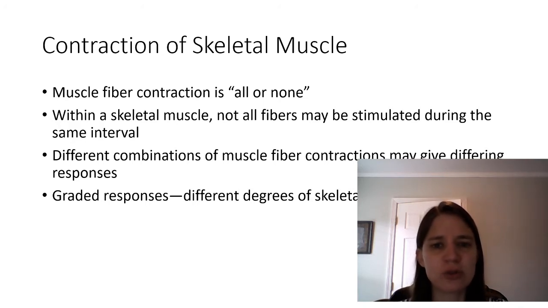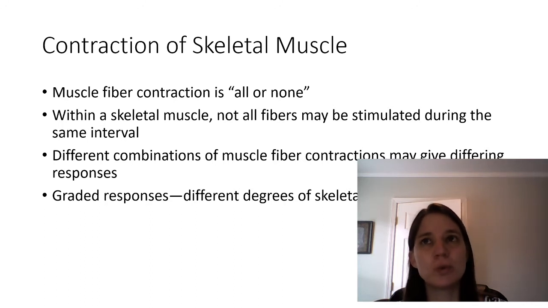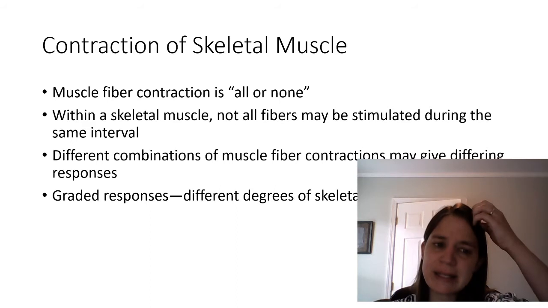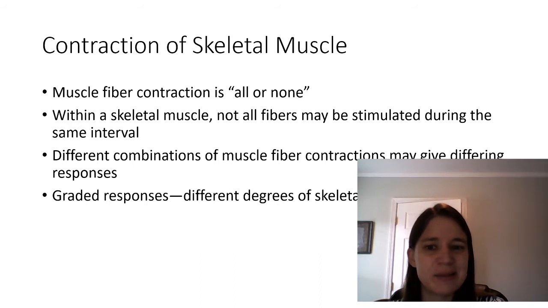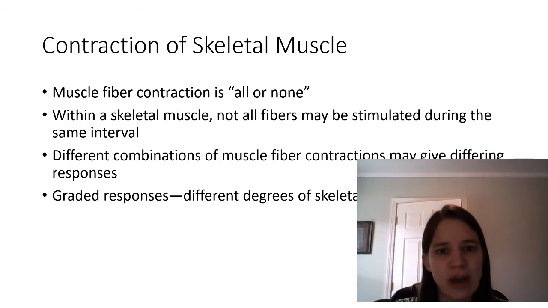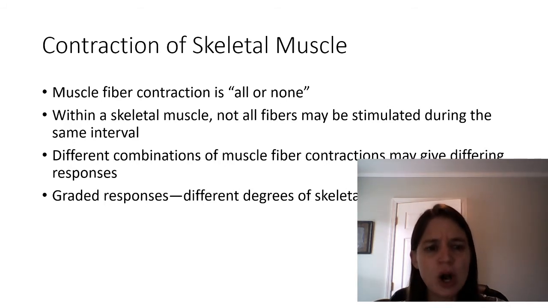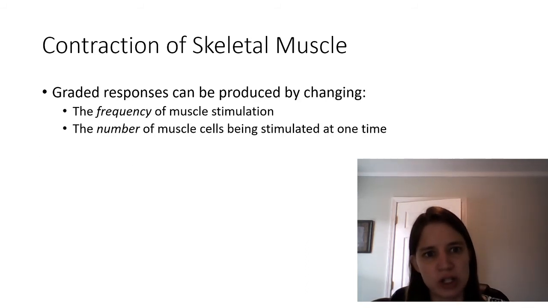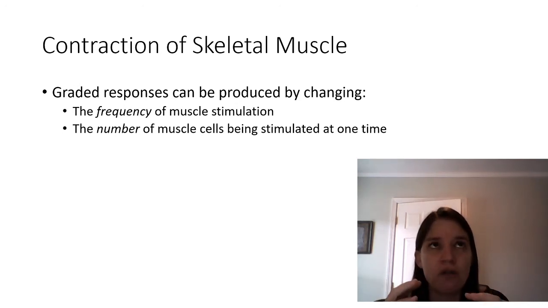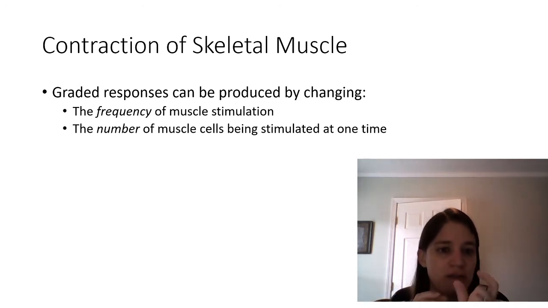So in order to have graded responses or different strengths of muscle contractions, you need to do something else. So the deal is, in a skeletal muscle, not all the fibers get stimulated to turn on at the same time. Different combinations of how many of these fibers are being signaled give rise to different responses. So you can have these graded responses with different degrees of shortening, and also different strength of contraction, of the whole muscle as a group rather than just a fiber.